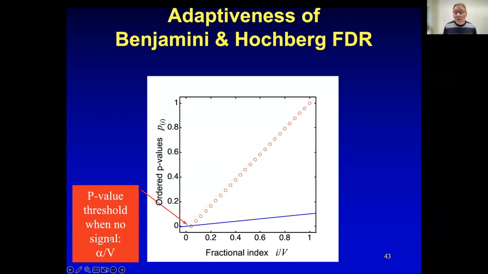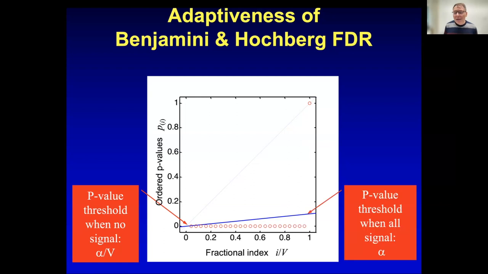Well, alpha over V. That's part of the adaptive threshold. Well, that's actually just like Bonferroni. But what happens if I actually have more and more voxels that are actually significant? The remaining null ones, of course, are spread uniformly between 0 and 1. Oh, look, that last one. So it actually has a threshold of alpha.